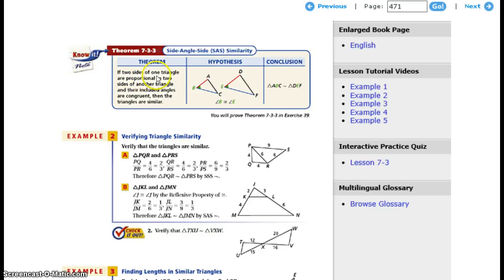If two sides of one triangle are proportional, so we'll say these two are proportional, to two sides of another triangle, and their included angles are congruent, so this angle and that angle, then the triangles are similar. This one is SAS, you can remember that one. So two sides are proportional, so ED and BA would be proportional, and BC and EF are proportional, and then those angles, E and B in these triangles, are congruent, then the triangles are similar. So it's two proportionate sides and a congruent angle. Alright?